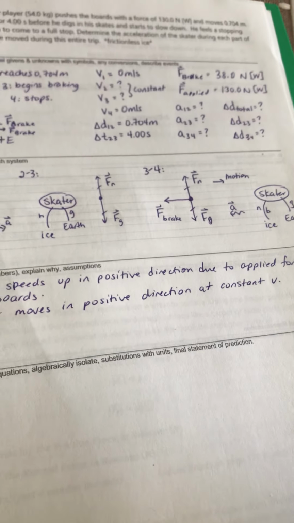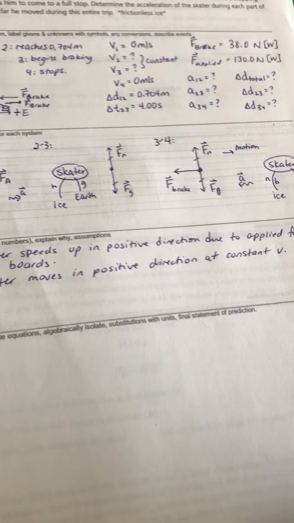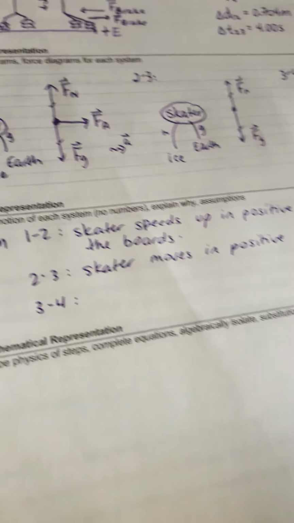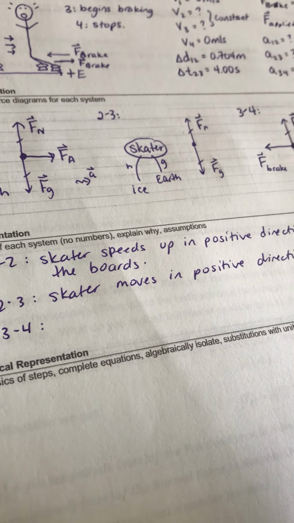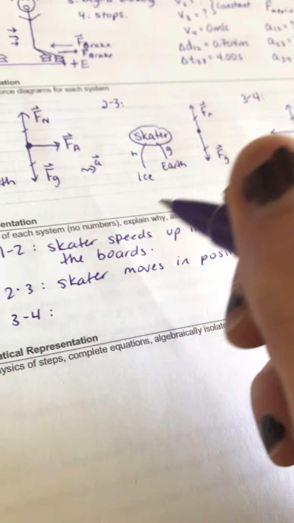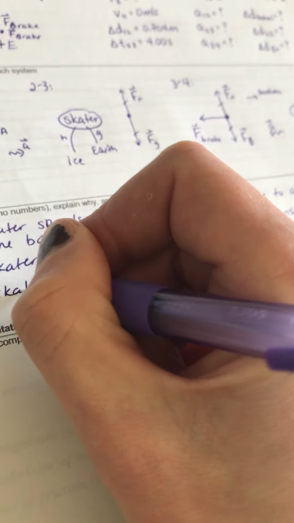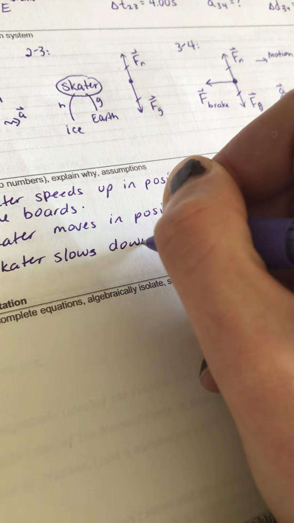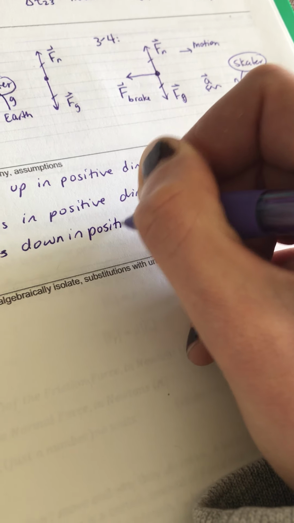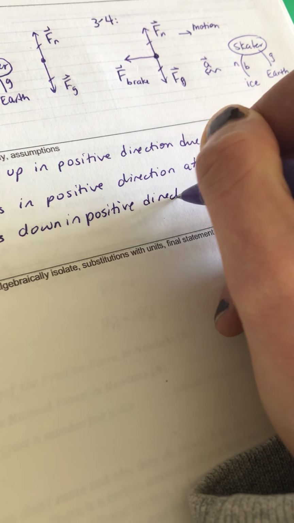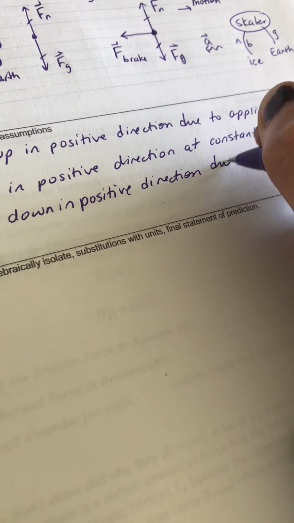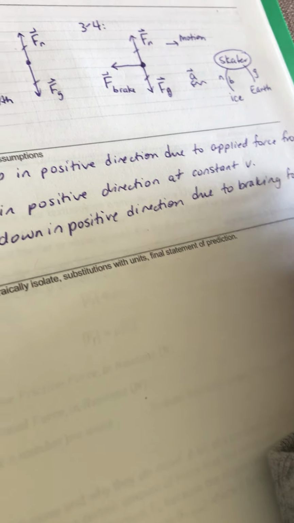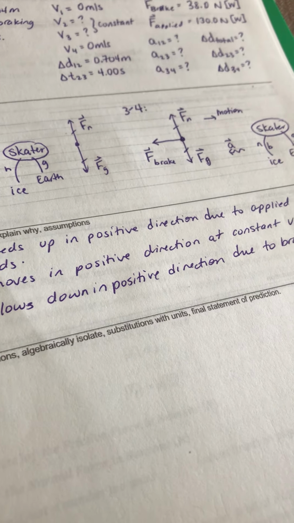That, of course, is due to their inertia. They want to keep moving in the same direction unless an unbalanced force acts on them. You don't have to mention that here, but that is why. And then in events 3 to 4, the skater slows down in the positive direction due to braking force, which is opposite to the direction of motion.